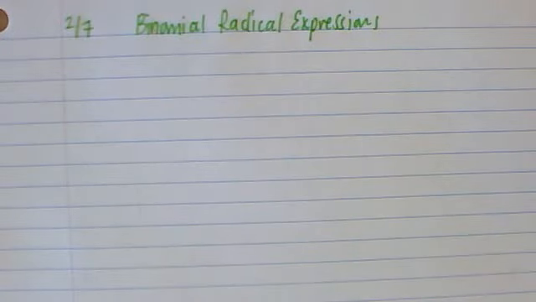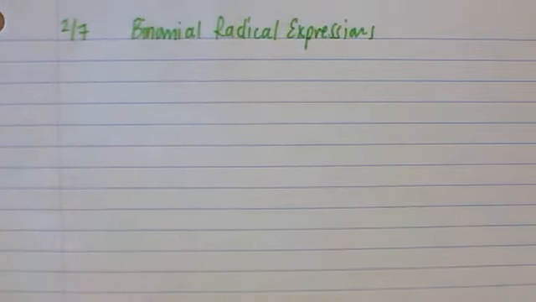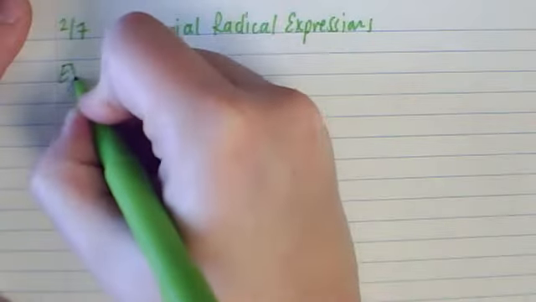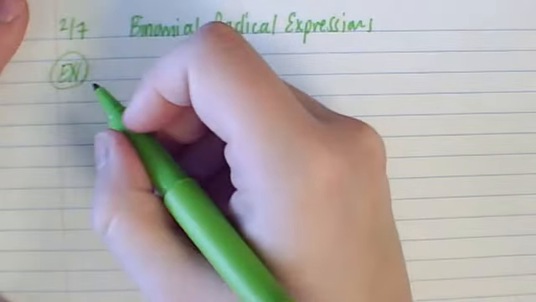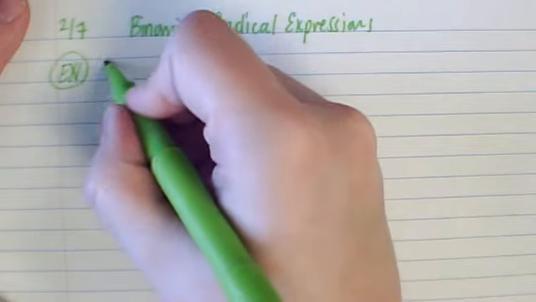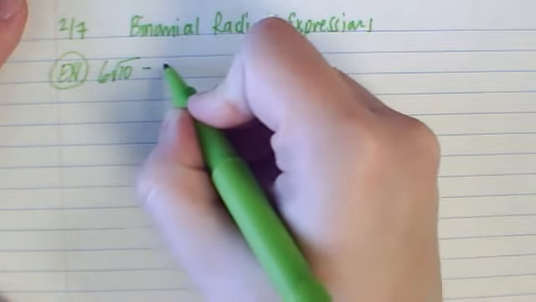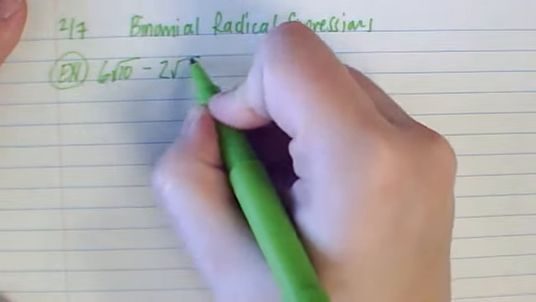Today we talked about binomial radical expressions: adding, subtracting, multiplying, and even kind of dividing, but we ended up multiplying with that as well. So if we look at example 1, and these are simplified from the notes we did in class, just because so many of the examples were similar. 6 square root of 10 minus 2 square root of 10.